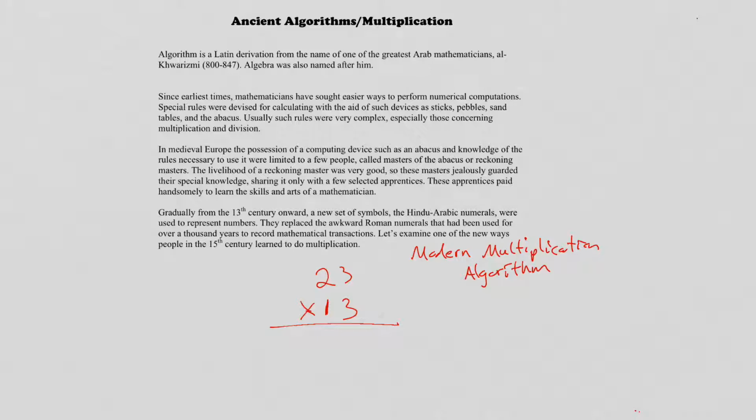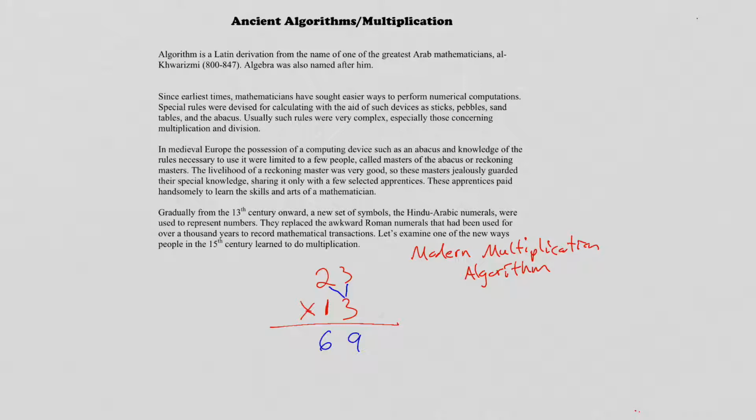So let's just review the way we do this. The ones place is going to be multiplied times the ones place and also the tens place. So that's 3 times 3 is 9, and 3 times 2 is 6. So basically we just did 23 times 3.